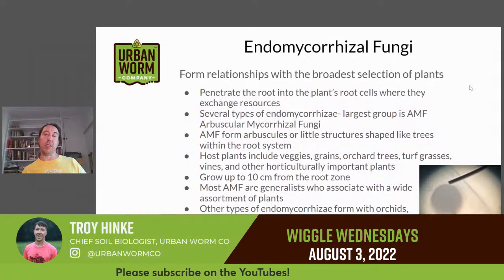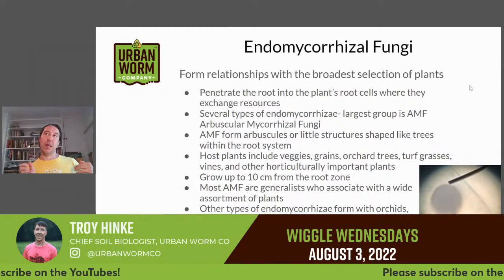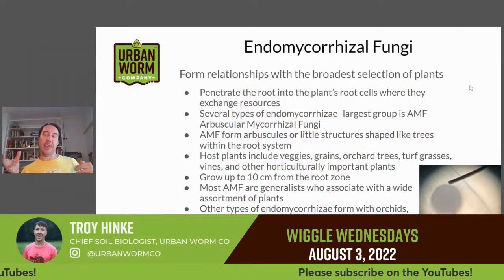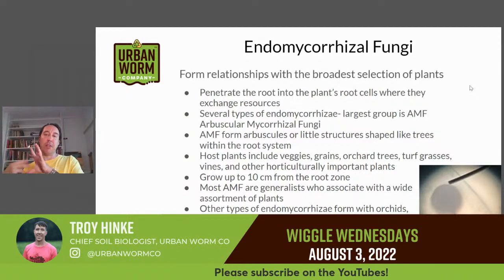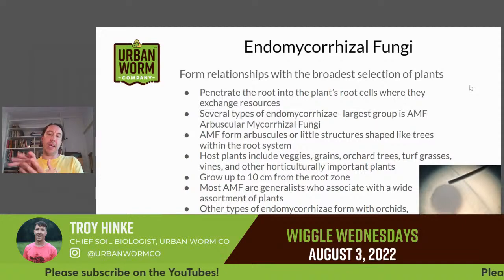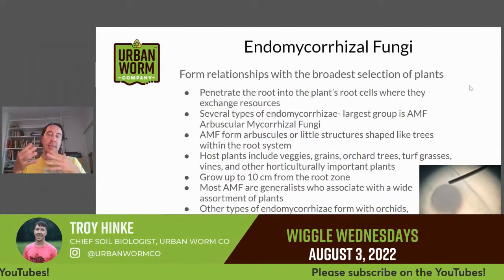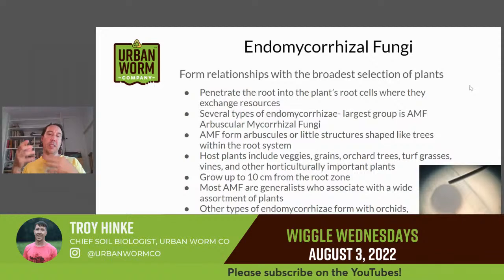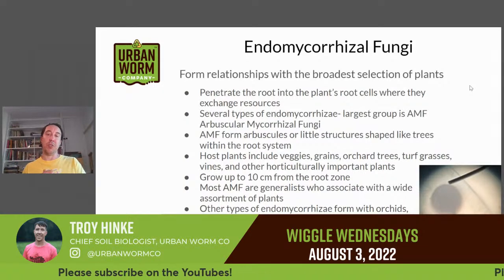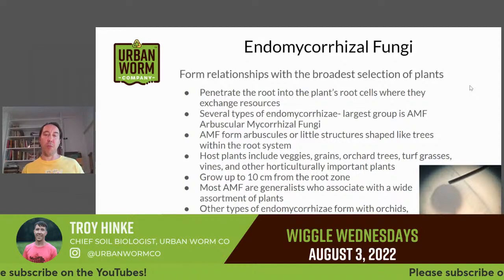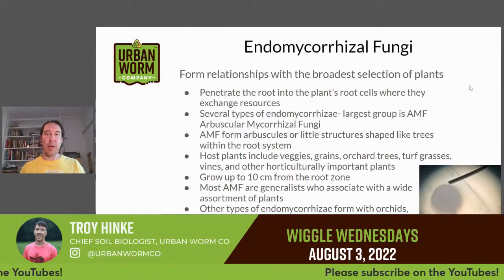They have spores within the soil that detect a living root near them through chemicals released from the plant, and then they germinate and grow out to meet up with that root, infect the root, and continue to grow hyphae. As long as there's a living root, they'll continue to grow hyphae and then eventually form more spores. So that's all about endomycorrhizal fungi.